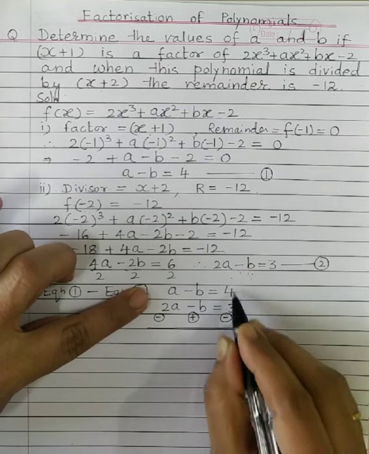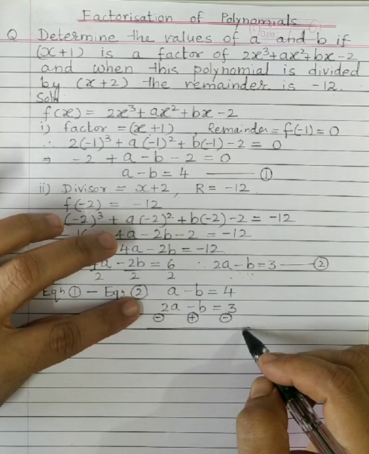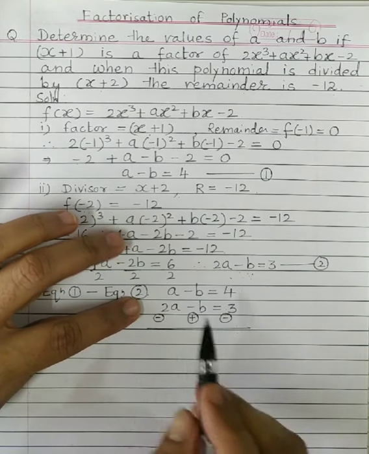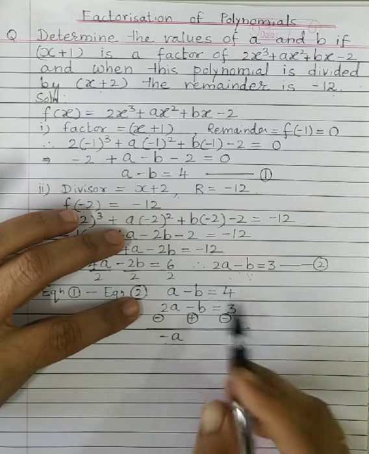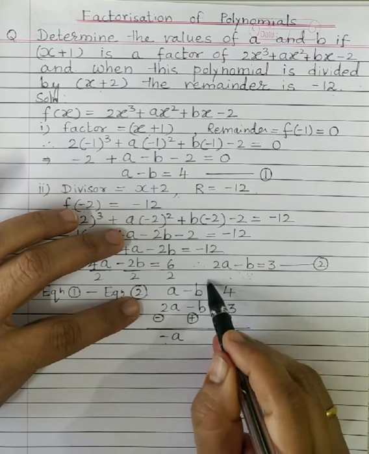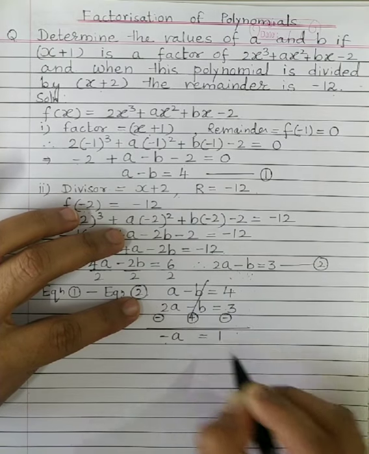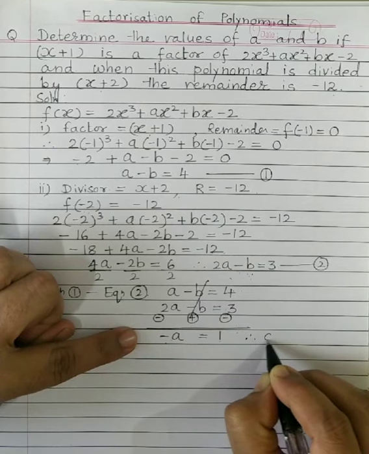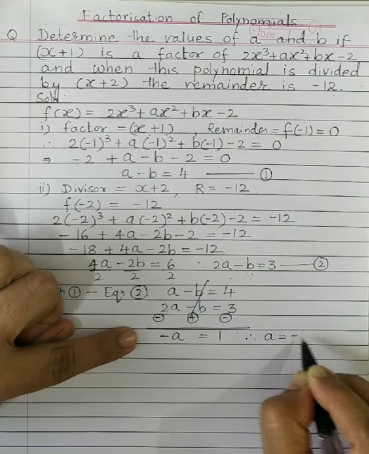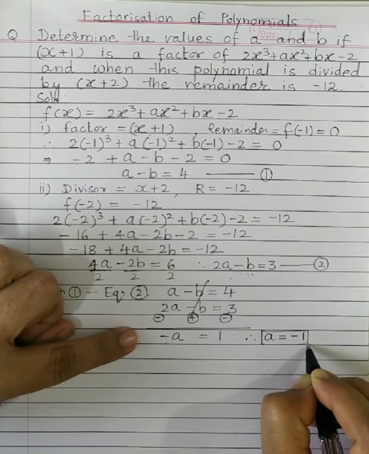This is subtraction of polynomial. You may remember, the expression to be subtracted, we change its signs. This is the reason. So a minus 2a, what's the answer? Minus a. Minus b plus b gets cancelled. 4 minus 3, the answer is 1. Minus a equals 1, therefore you get a equals minus 1. This is how you have found the value of a here.